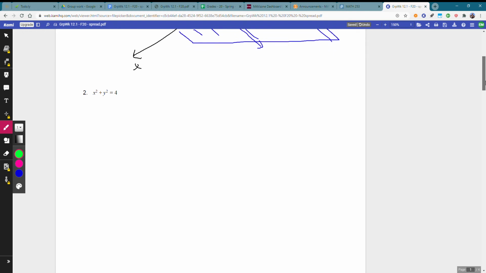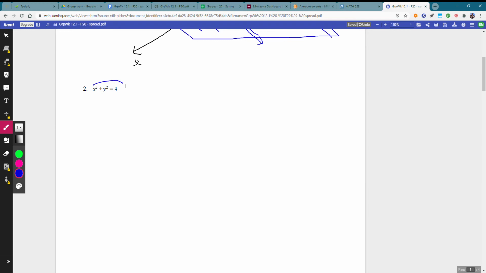x squared plus y squared equals 4. The first thing I notice when I look at this is that there's no z going on. There's no z involved at all, so we can just imagine that this is a 2-dimensional picture and then bring this into 3 space if we'd like. In 2D, this would give us a circle of radius 2 in the xy plane.